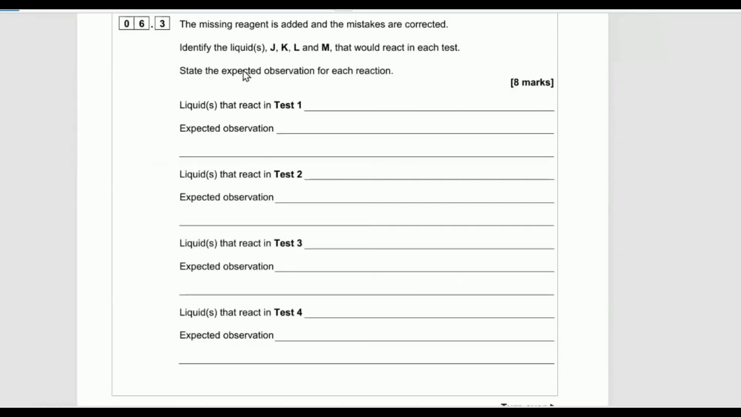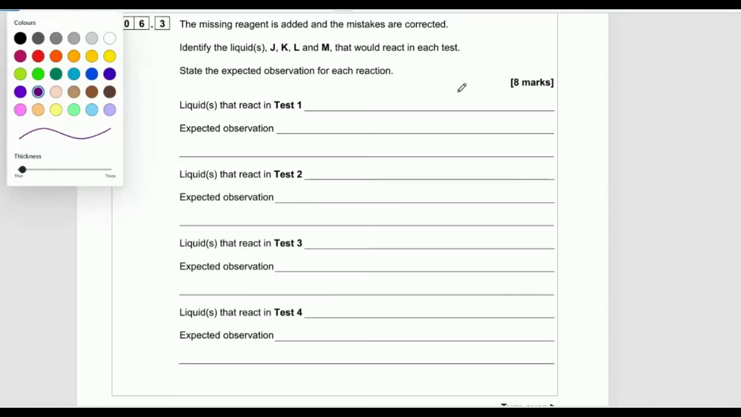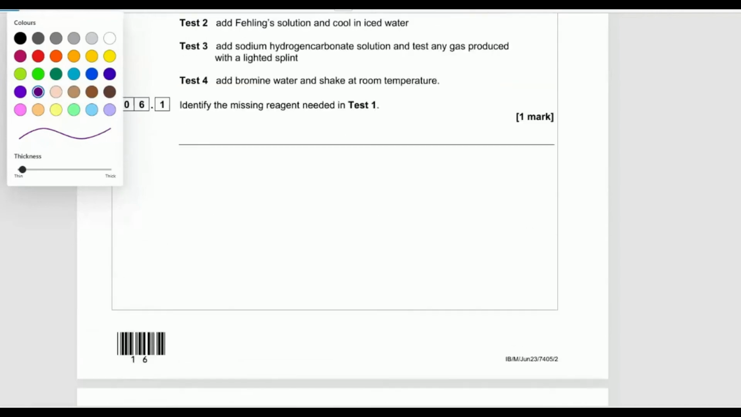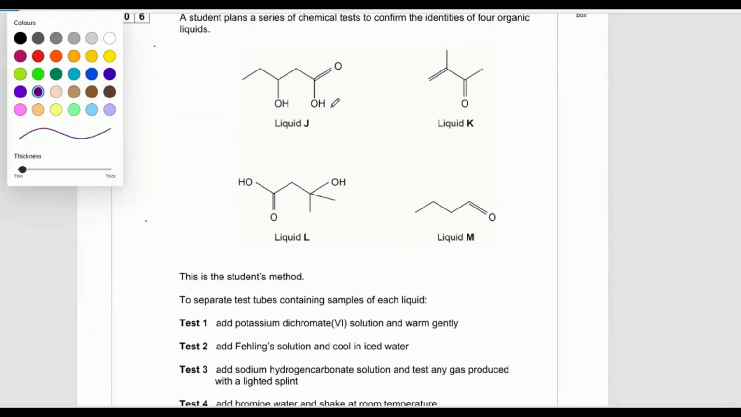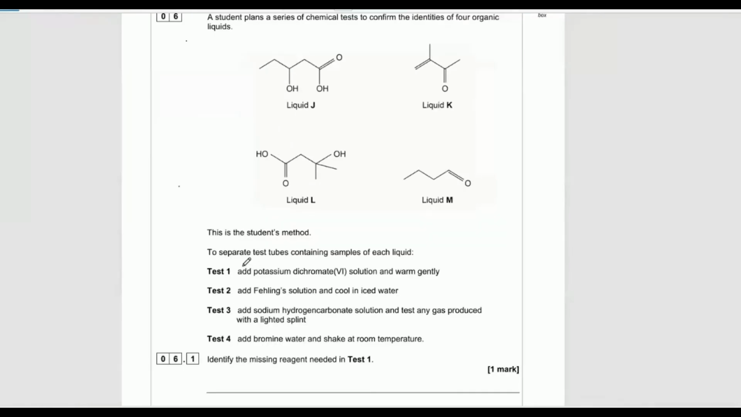Okay, 6.3. The missing reagent is added and the mistakes are corrected. Identify the liquids J, K, L, and M that would react in each test. State the expected observation for each reaction. So what liquid reacts in test 1? Which one of these 4 liquids will react with potassium dichromate solution?